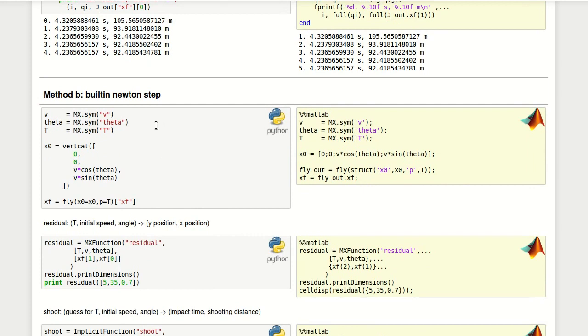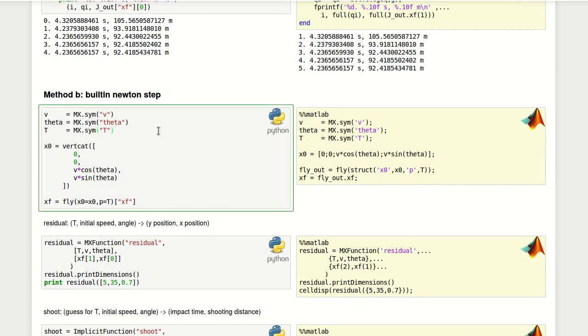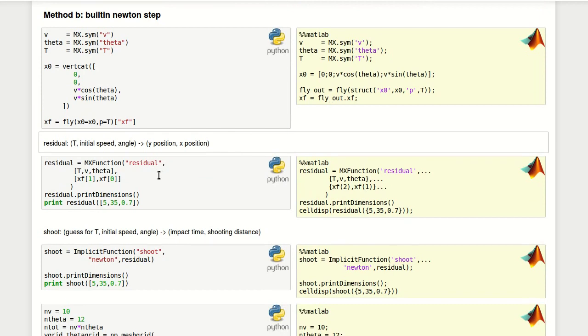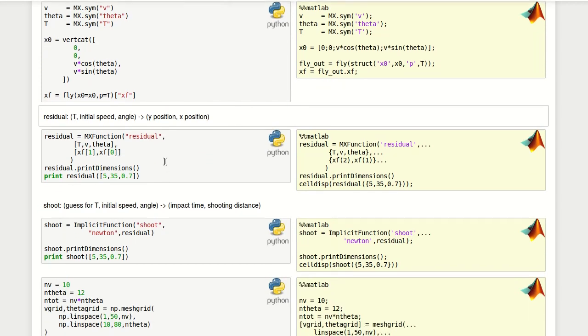So first we're going to construct an expression for the end state, symbolically dependent on velocity, angle, and time of flight. Like this. Next, we're gonna define a residual function, which can be a generic function with a list of inputs and list of outputs. And it's the y position that we want to make zero, and it's the time of flight t that we can play with.